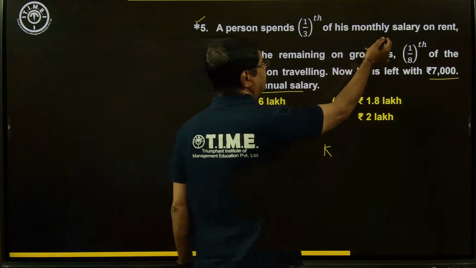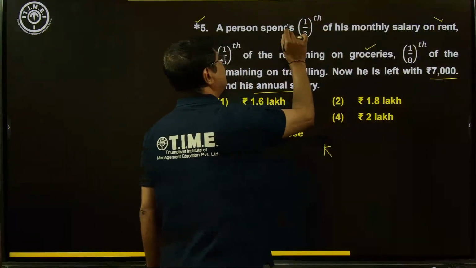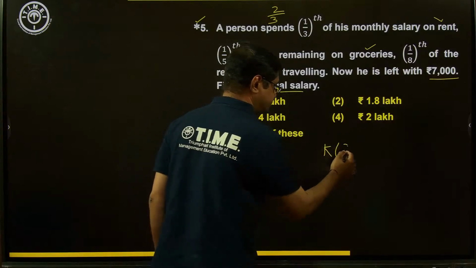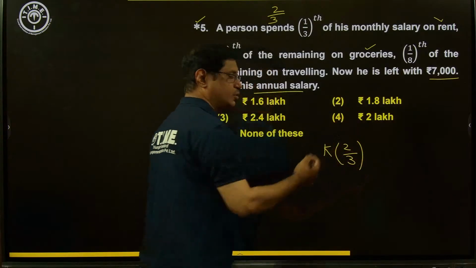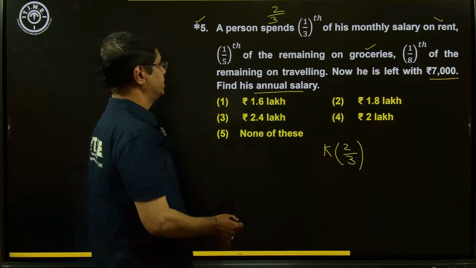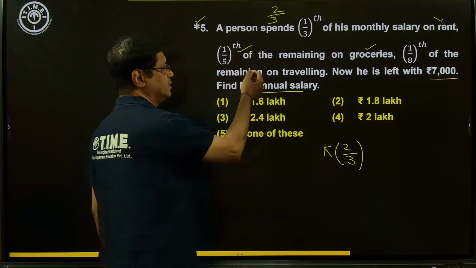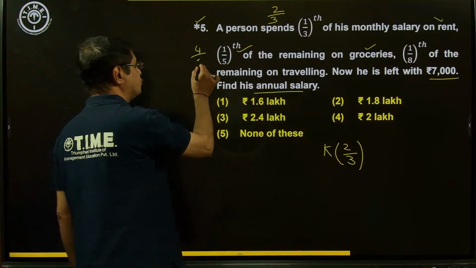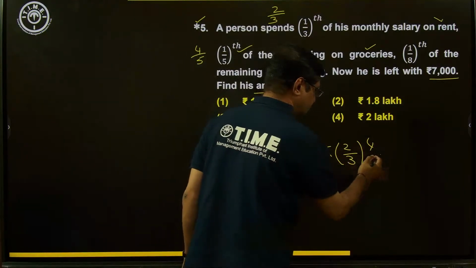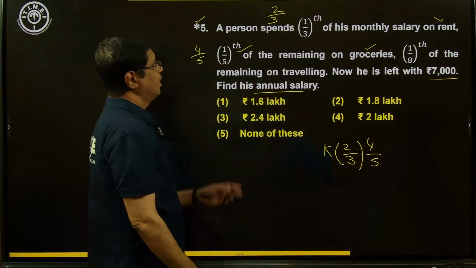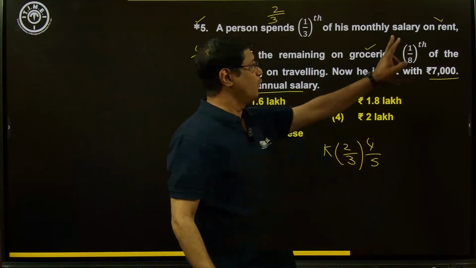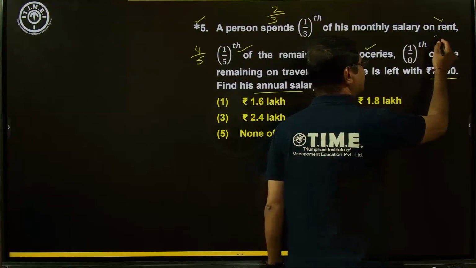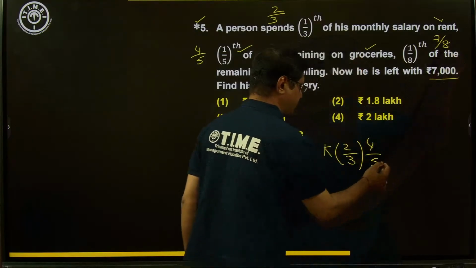Dear students, here I am taking K as the salary. 1/3 is expenditure on rent. 1/3 is the expenditure means what is the remaining? Remaining is 2/3. In that 2/3, 1/5 spent on groceries. 1/5 was spent means remaining is 4/5. After this expenditure, what is the next one? 1/8 of the remaining on traveling. 1/8 is the expenditure means remaining is 7/8.